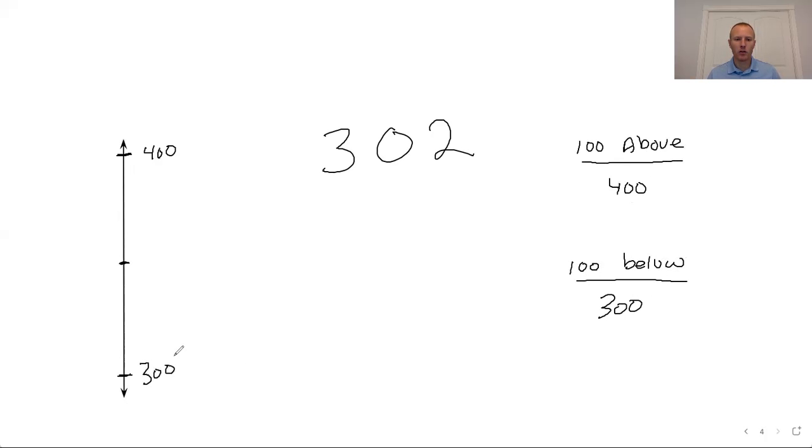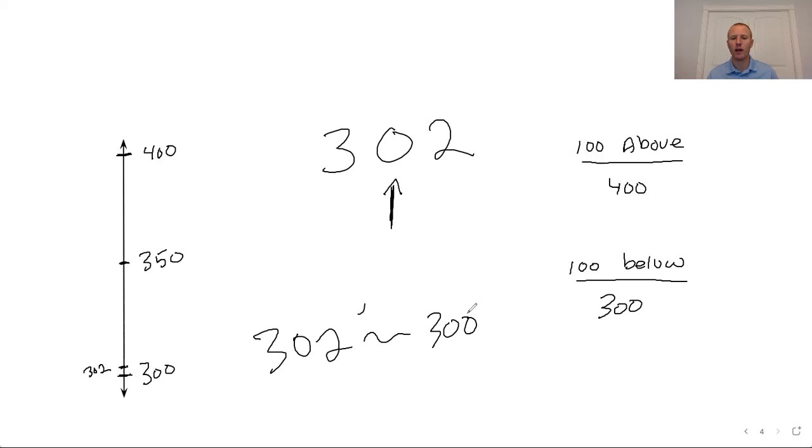Halfway between 300 and 400 is 350. And 302 is way down here, probably even closer to the 300. So again, when we're rounding to the nearest 100, we look at the tens place. That's the only place that matters right now. We decide if it's a 0, 1, 2, 3, or 4, and we round down. Again, 5, 6, 7, 8, or 9, we round up. Obviously, this one's a 0, so we're going to round down. So 302 is about 300, or it rounds down to 300.